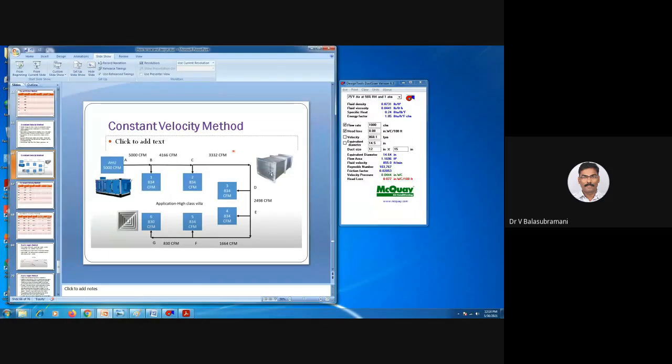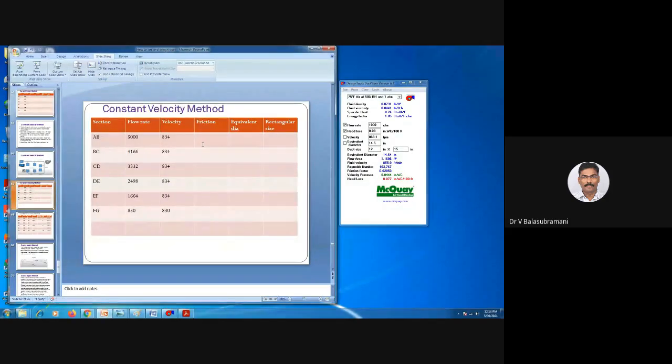So here I think I have distributed all the values, and then the CFM, the air quantity for duct AB, is equal to 5000. Now subtracting 834, it becomes 4166, and then 3332, and then 2498, 1664, and 830. Now we can calculate and enter the values. First one, 5000 CFM. Here velocity becomes constant. Then you have to check it: velocity becomes a constant 834.